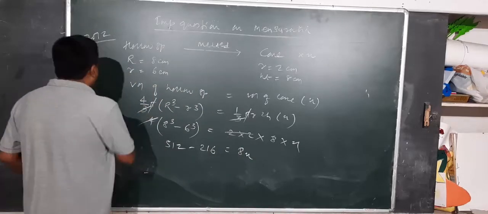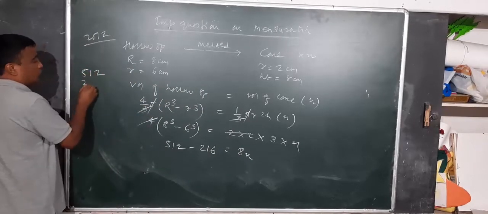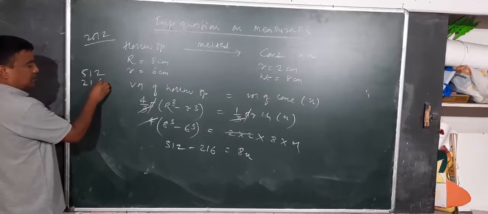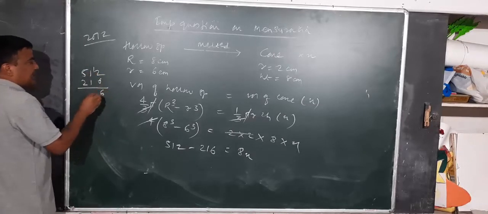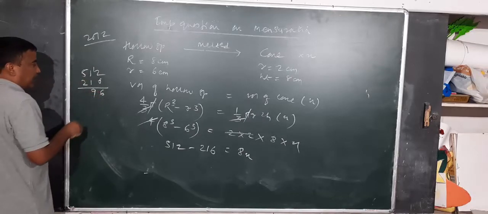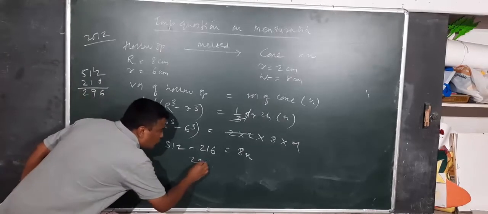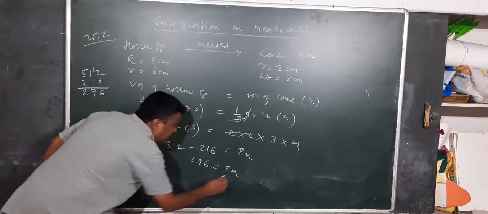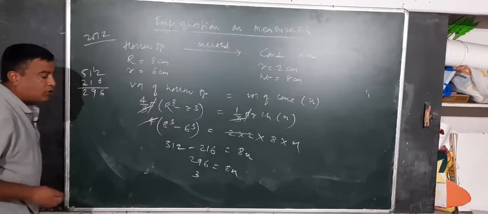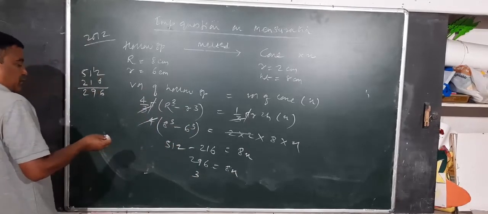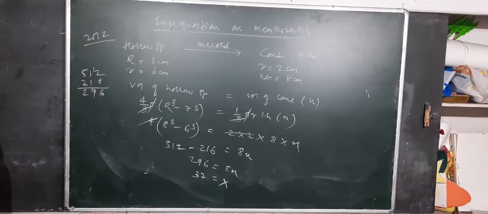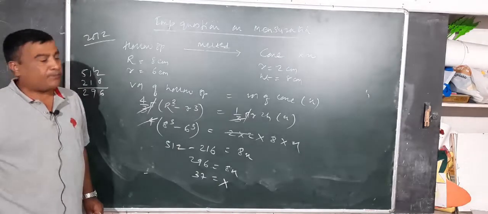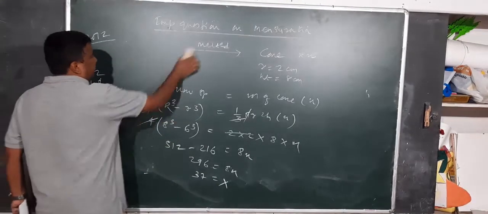Now subtract this. 512 minus 216. 12 minus 6, 6. 10 minus 1, 9. 296. So 296 equals to 8x. 8 3s are 24, 25, 26, 27, 28, 29, 8 7s are 56. That means 37 cones will be made. Now next question.